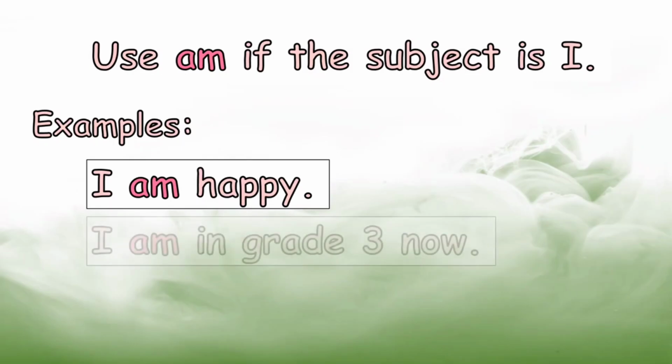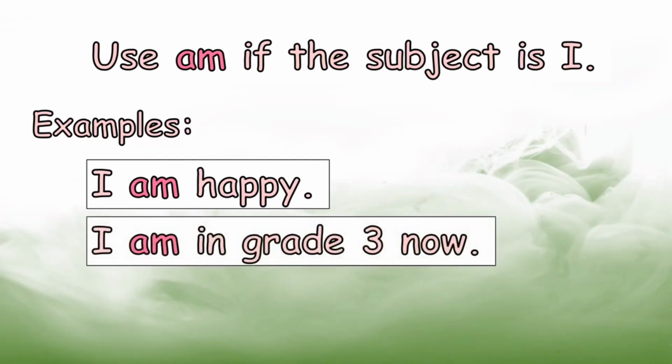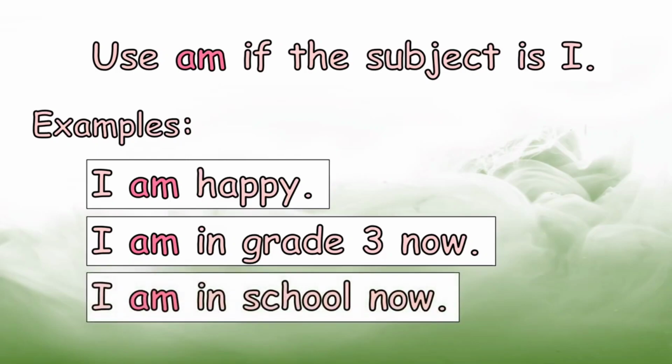Next example. I am in grade 3 now. The subject of the sentence is I. That is why our verb here is am. Next example. I am in school now. Our subject is I, and we use the be verb am. I am.